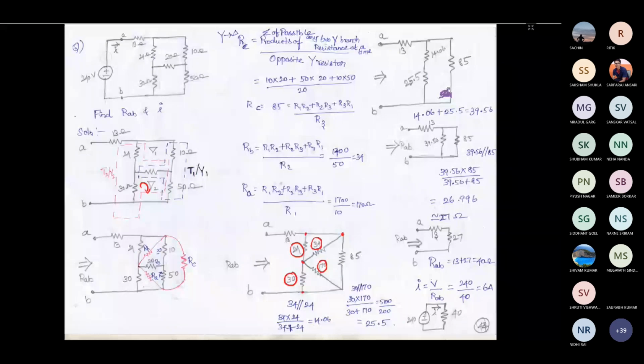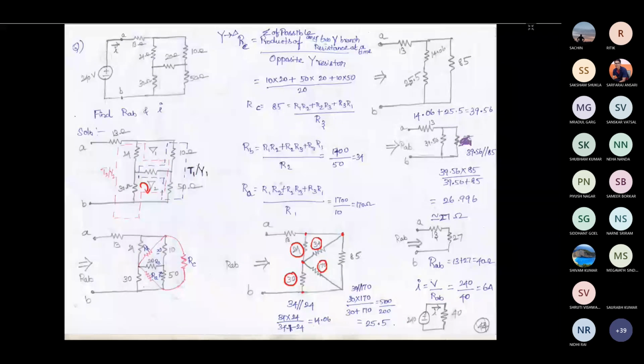Once you find that equivalent resistance, it will be in parallel with this 85 ohm. That is given here. If you add these two combinations, you get 39.5. That 39.5 is parallel to the 85 ohm resistor. Again, you can understand that these two are in parallel, and since they are in parallel, you can just combine them.